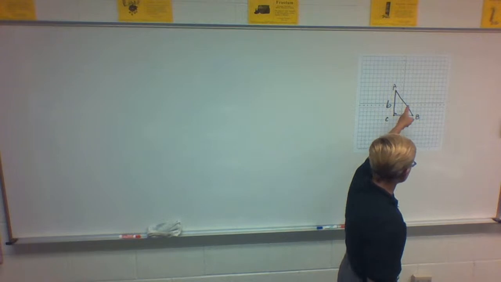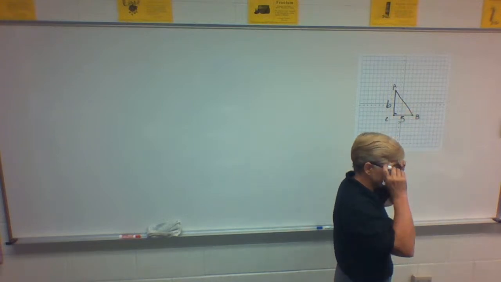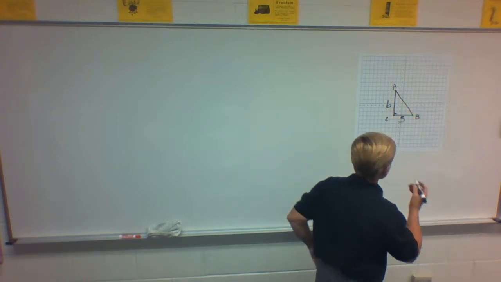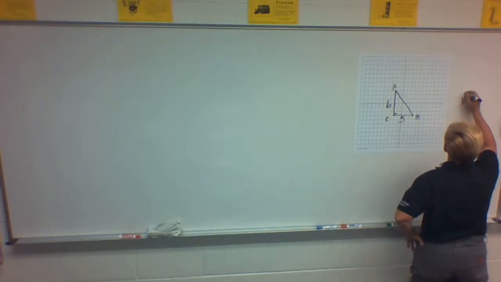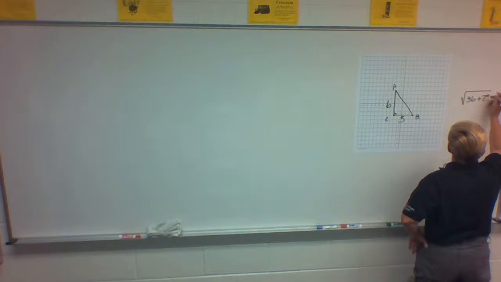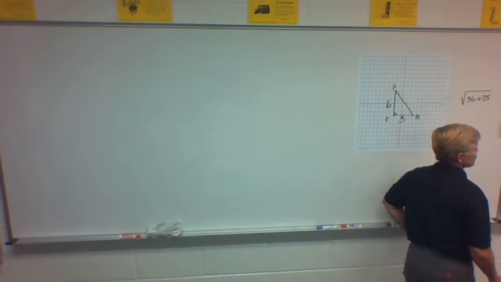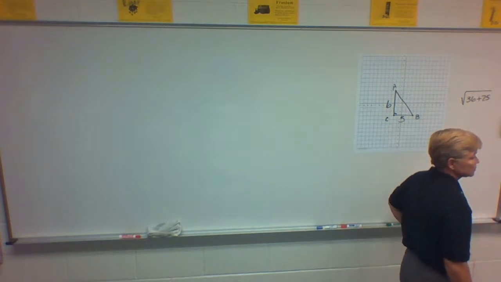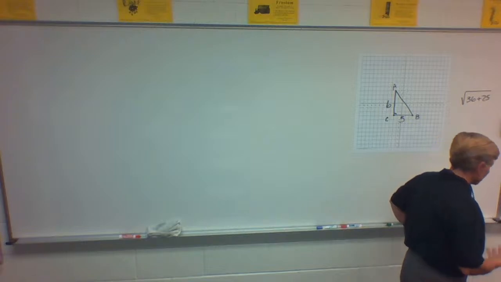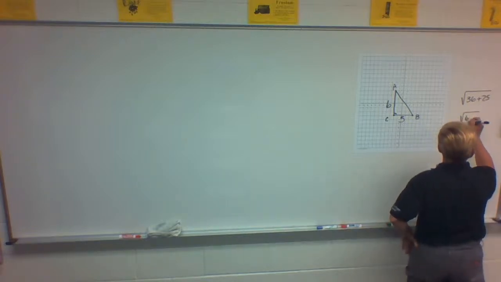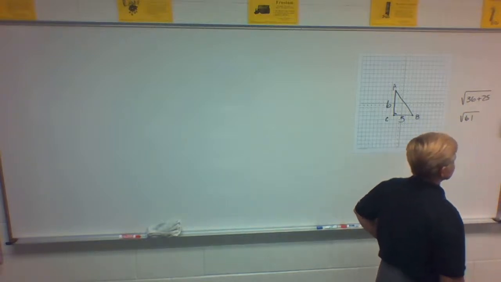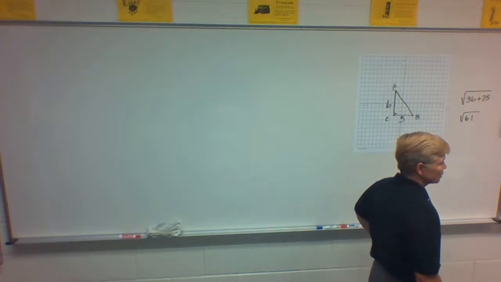And use Pythagorean theorem on that, since I already know my 6 and 5. That distance is going to be the square root of 36 plus 25, which is 61. I think. Yeah, 61. Everybody good on that?